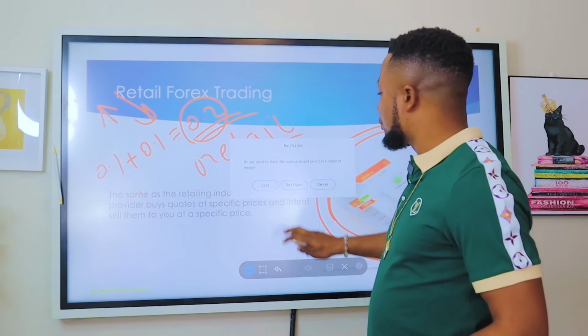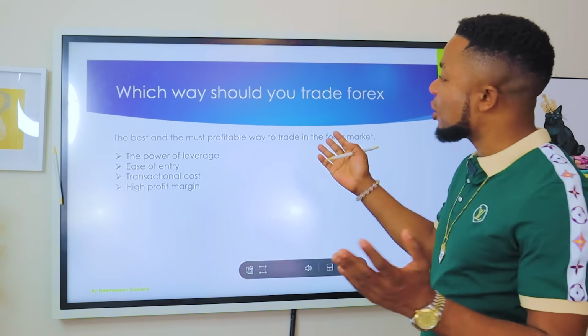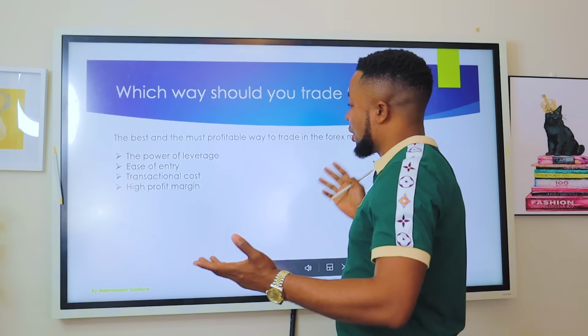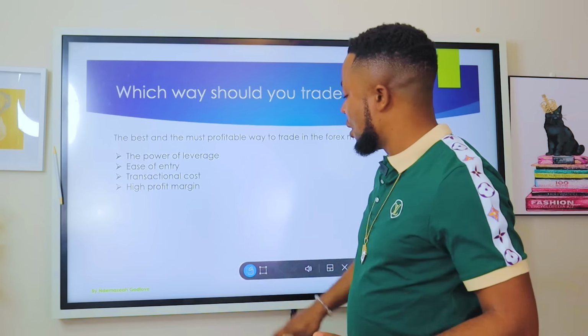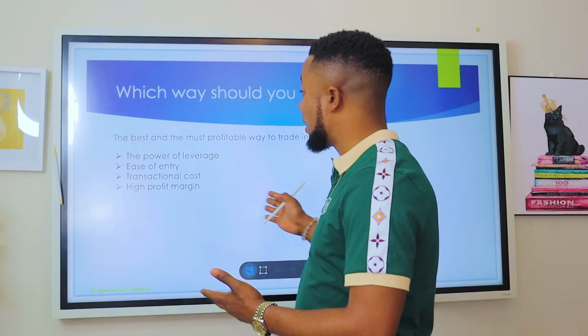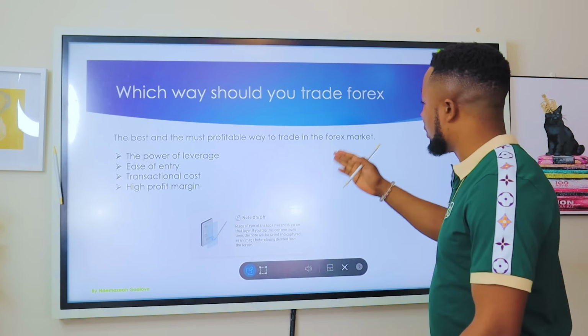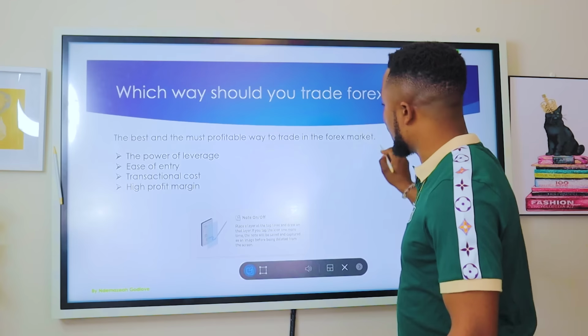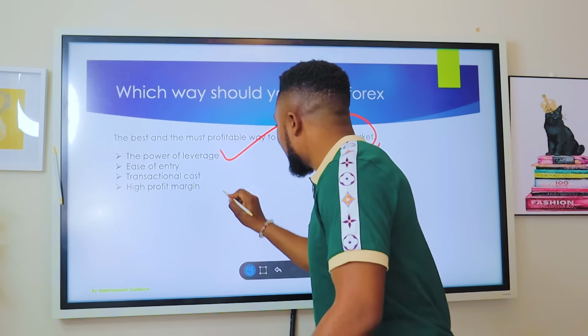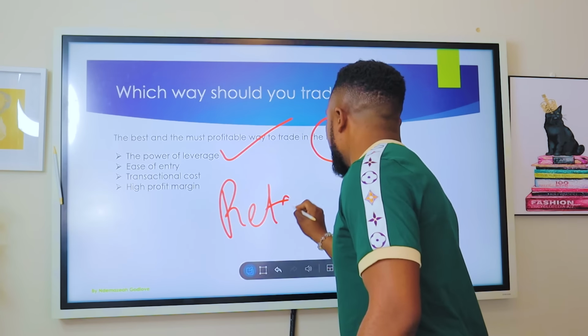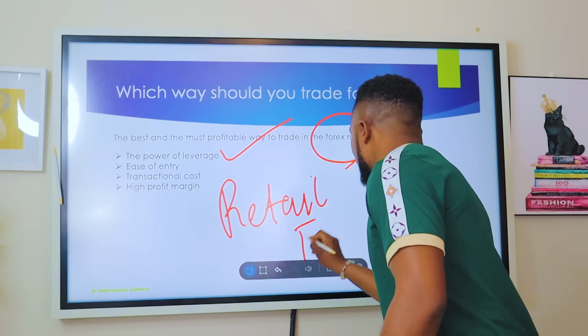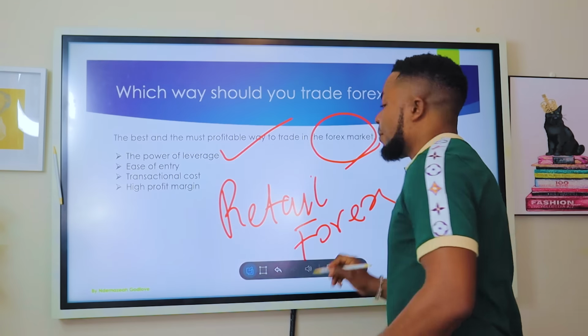Okay. So with that being said, on this slide, they ask, which way should you trade forex? I already answered the question even before getting into this slide. The best and the most profitable way to trade the forex market is the retail forex industry. All right, no other way. Retail forex. This is the best way so far.